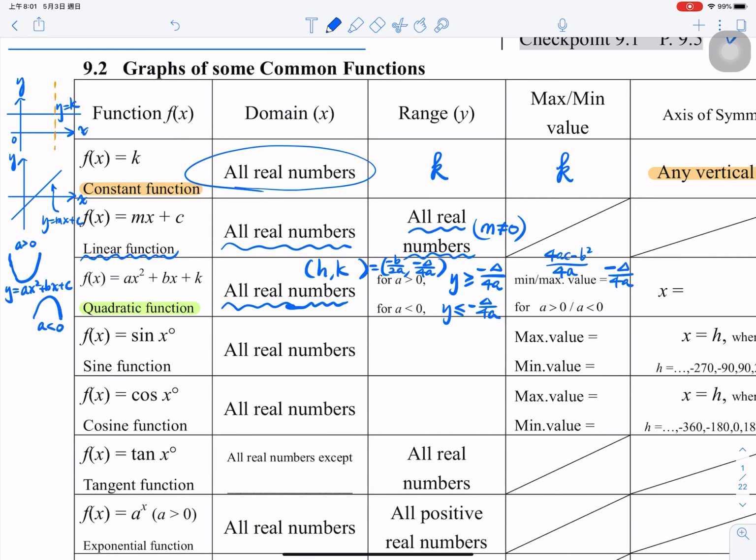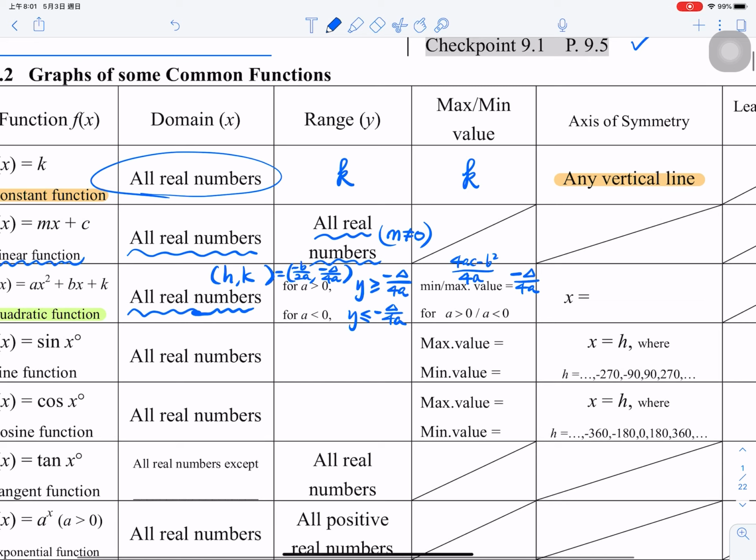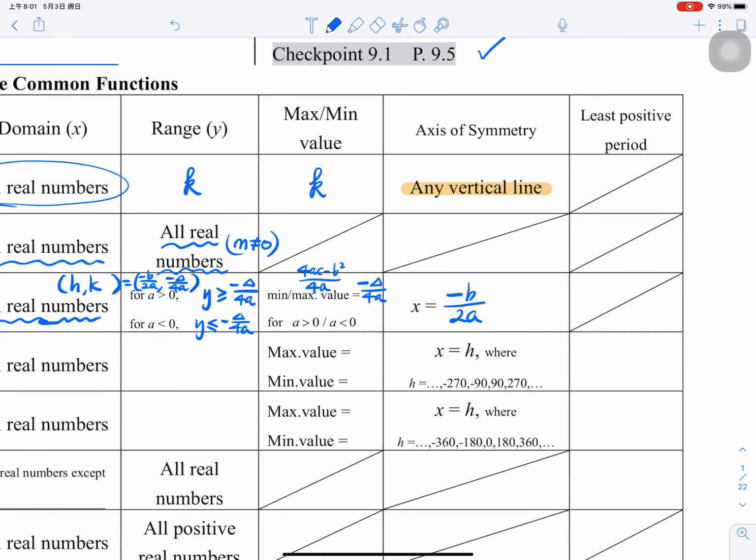How about the axis of symmetry? Just now we said that (h, k) is the maximum or minimum point. So according to the value of x, this gives the axis of symmetry: x equals negative b over 2a, this vertical line. Lastly, no period. We cannot find any least positive period.